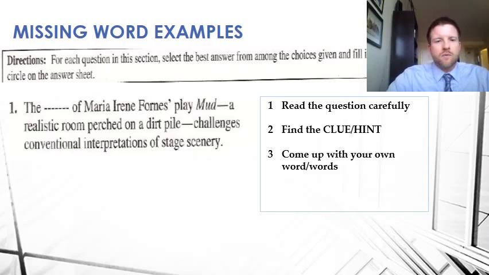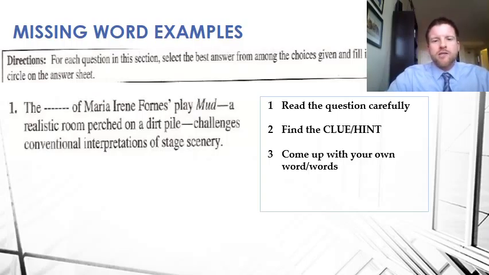So where's the clue? Well, the author uses these dashes, and what that does is it allows him or her to put in supplementary or extra information about the subject of the sentence. So the blank of Maria Irene Fornes' play, so we're talking about a play, Mud, but the something of the play, and here's where the extra information comes in, a realistic room perched on a dirt pile. Well, that's describing our blank, our missing word here.